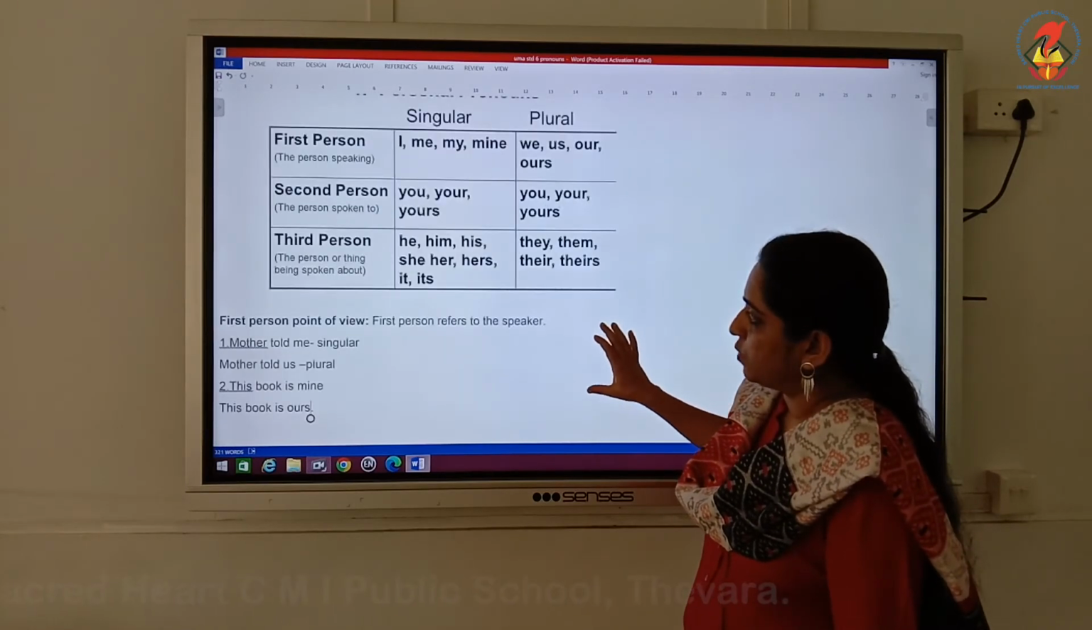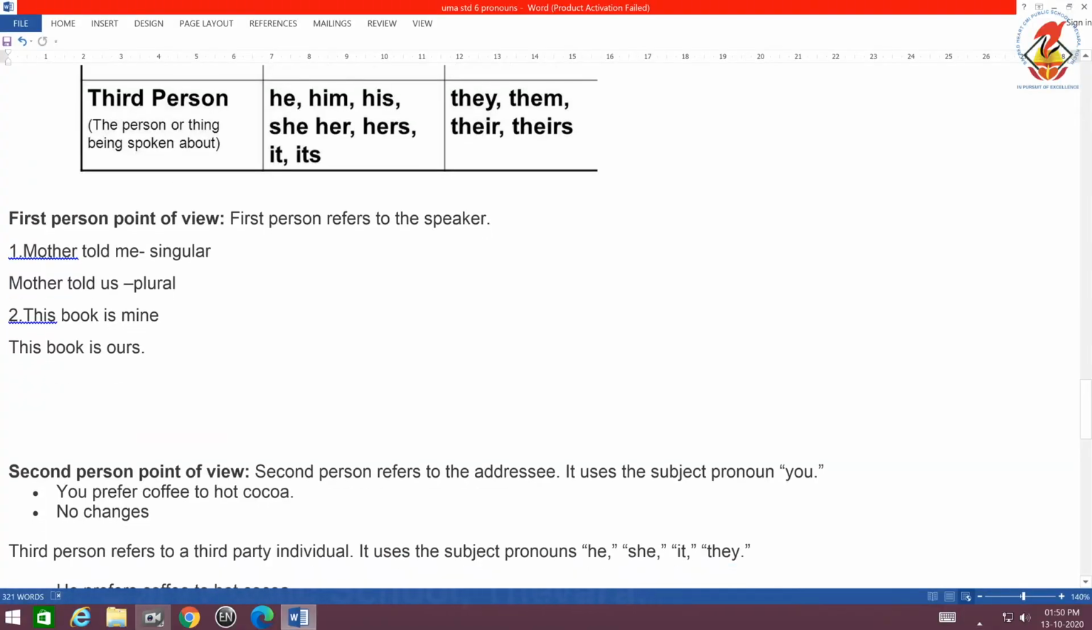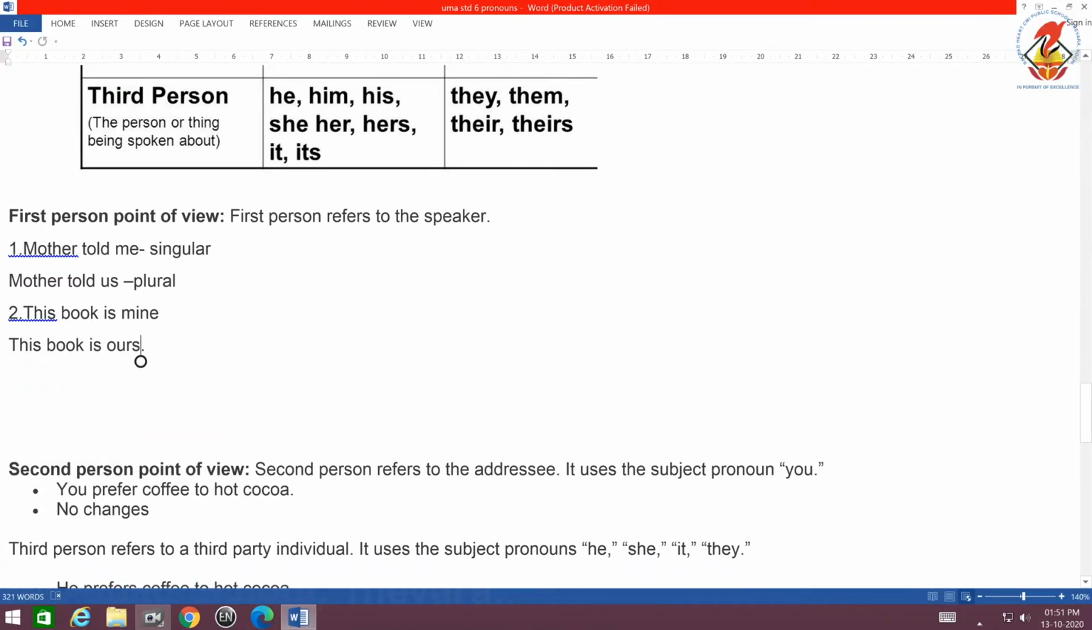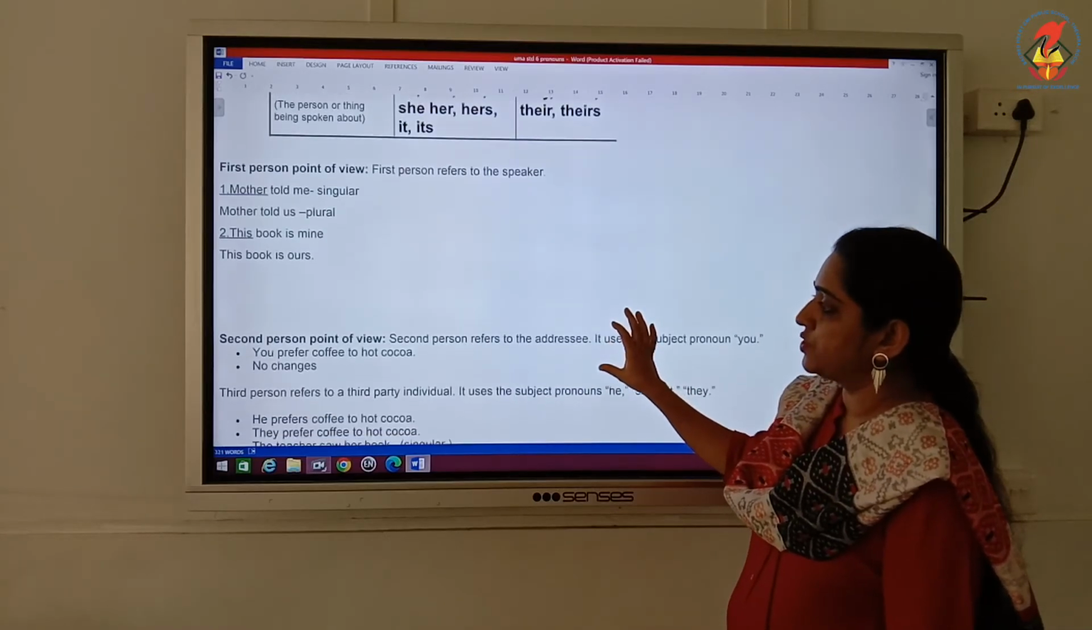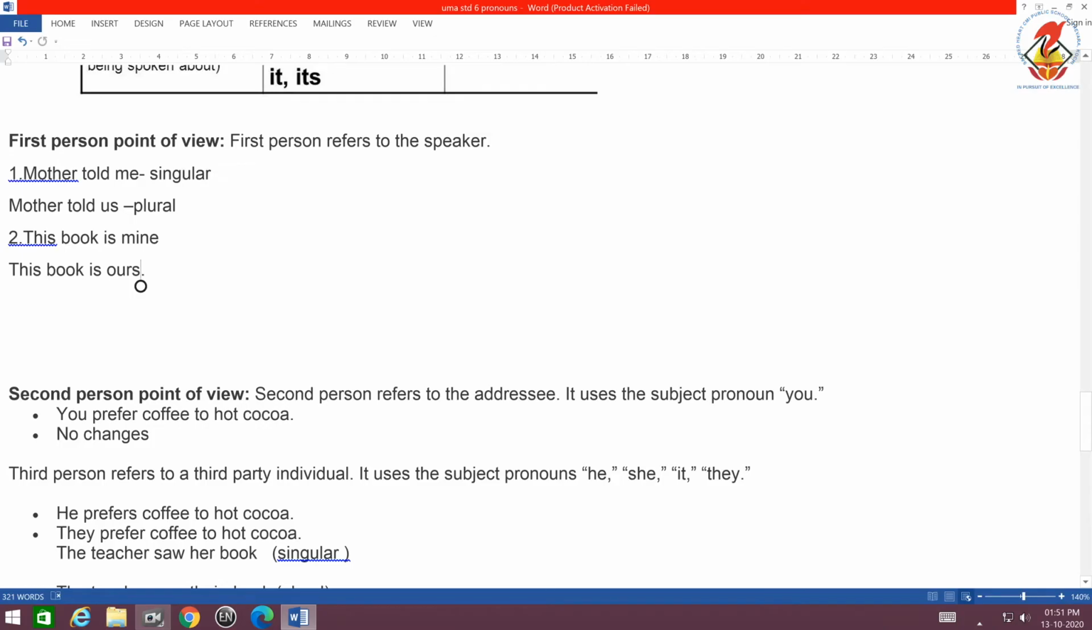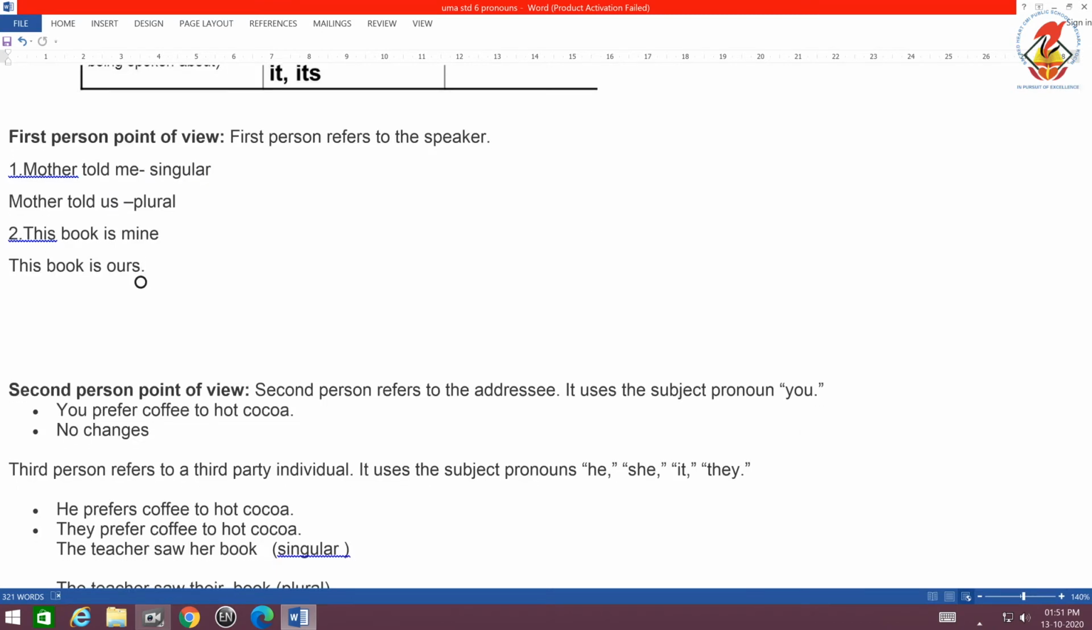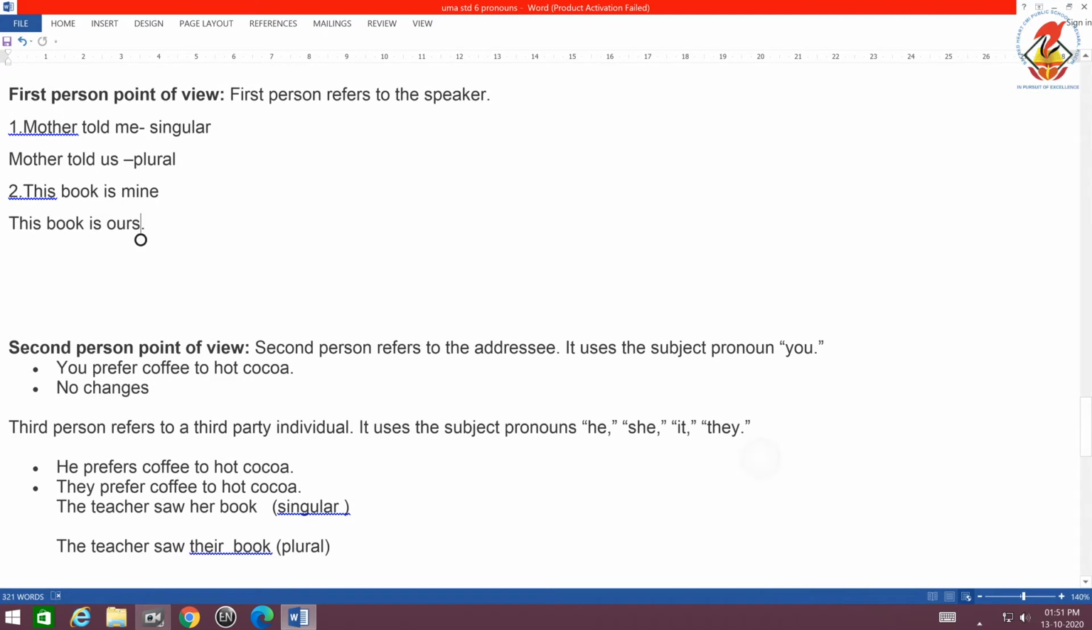Now, children, the next one is second person. You prefer coffee to hot cocoa. Now, what is the plural of you? You itself, there is no change. Now, third person refers to a third party individual. It uses the subject pronouns he, she, it and they. What is the plural of these he, she, it and they?